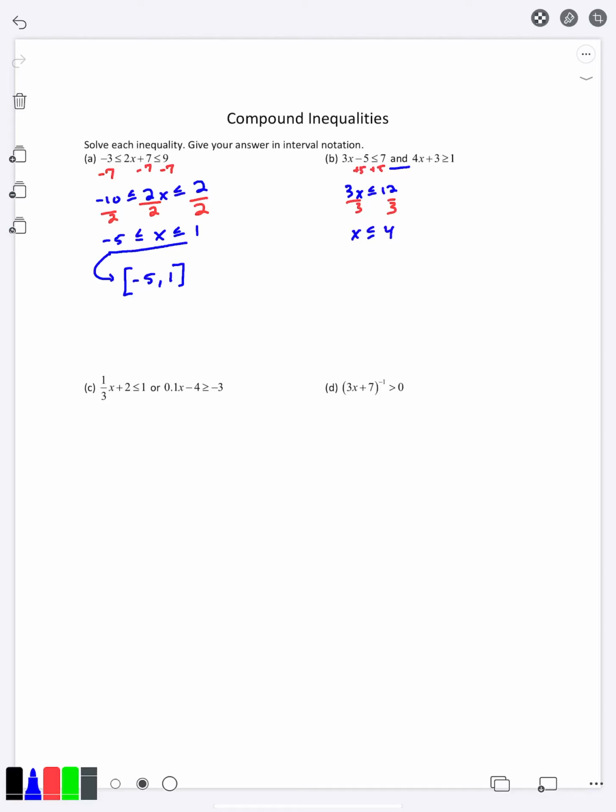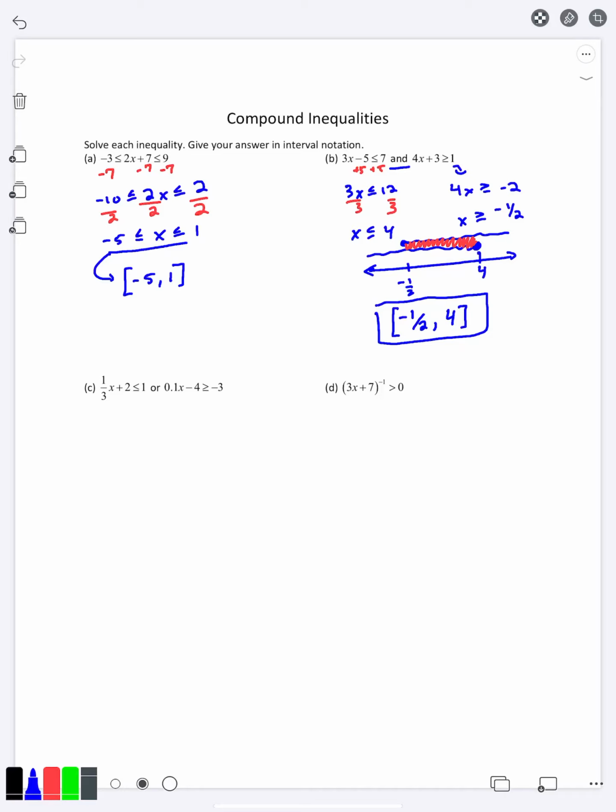Then doing the same idea over here, subtract 3 from both sides. 4x is greater than or equal to negative 2, divide by 4, and negative 2 over 4 is the same as negative 1 over 2. Now if I look at my number line, the first one says I want to be less than or equal to 4. The second one says I want to be greater than or equal to negative 1/2. Since the problem is an AND, I want to know where both things are true. That's the overlap, which would be the numbers in between negative 1/2 and positive 4.